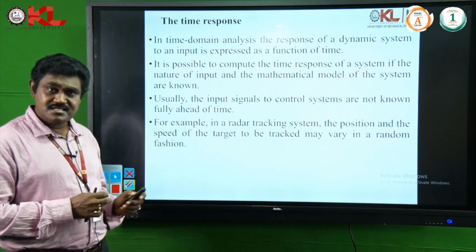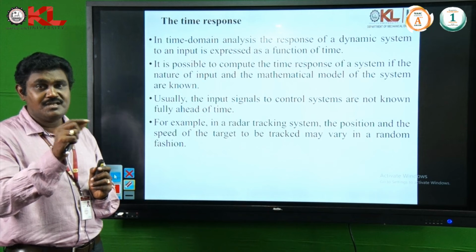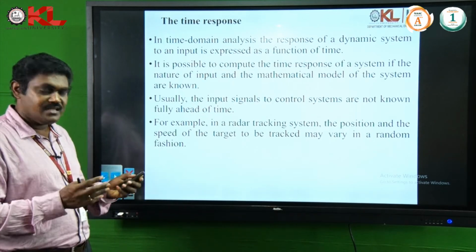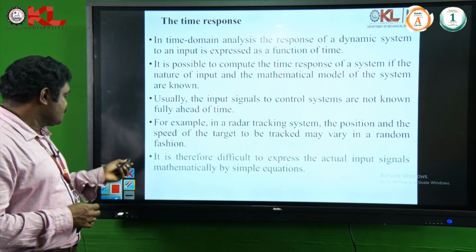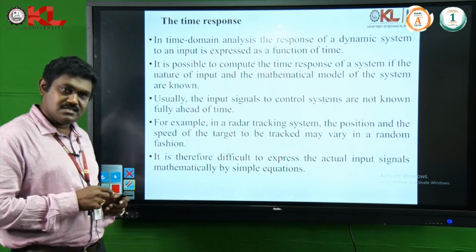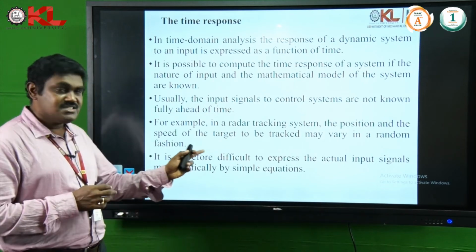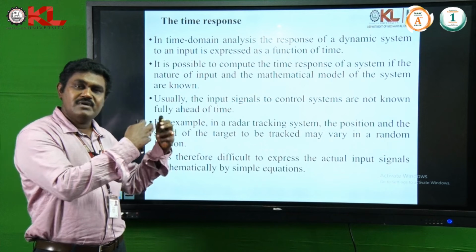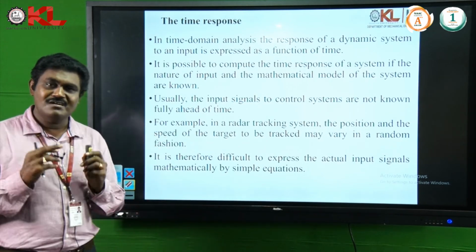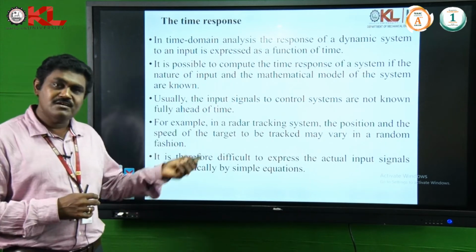In a radar tracking system, the position and the speed of the target may vary in a random fashion. It is therefore difficult to express the actual input signals mathematically by simple equations. The simple mathematical differential equations we developed are not sufficient to analyze the response of these systems because of this random nature.